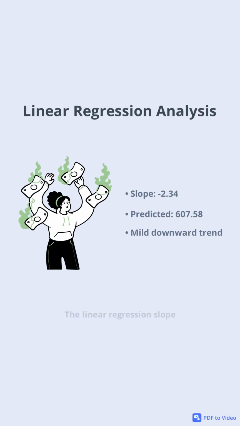The linear regression slope for Meta is minus 2.34, with an intercept of 759.62 and an R-squared value of 0.616. The predicted price is 607.58, with a deviation of 41.92, or 6.9%. Linear regression helps identify the underlying trend and forecast future prices based on historical data. A negative slope suggests a mild downward trend over the analyzed period.